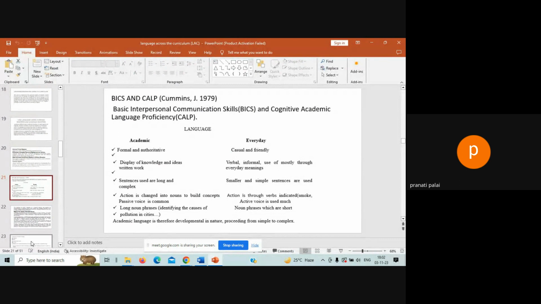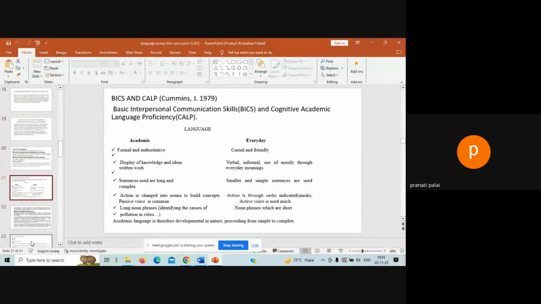But here we should remember the basic interpersonal communication skill must have a meaning. That means we are not communicating for the sake of communication. It should be a meaningful conversation between the two counterparts. And the cognitive academic language proficiency, that is CALP, particularly takes place in a more formal setting or academic field, in offices or in a formal setup. So what is the difference between the academic register and everyday register? Everyday register is more casual and friendly, whereas academic register is more formal and authoritative.